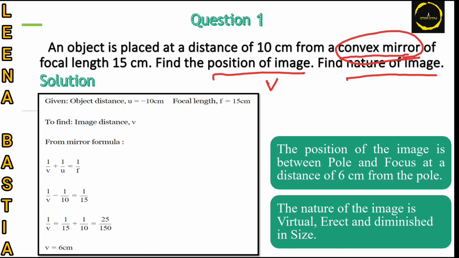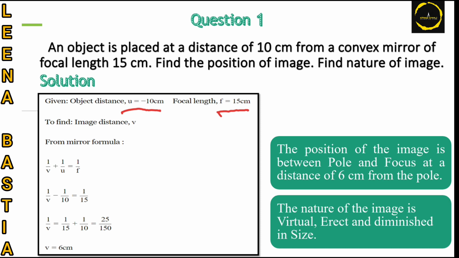So let us see in this question, first you have to see that the object is placed at a distance of 10 centimeter. That means u is given and u is always minus. So it is minus 10 centimeter. In the convex mirror, the focal length small f is always positive, right? So you have to mention that as well here. Here u equal to minus 10 and f equal to 15 centimeter. Now you have to find out the position of the image, that means the image distance, that is v.